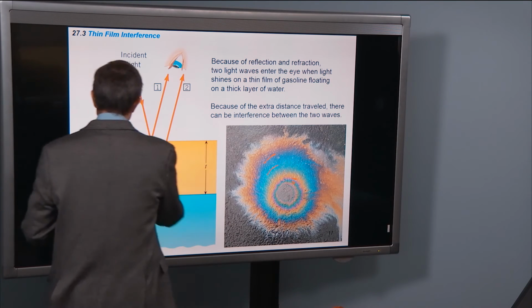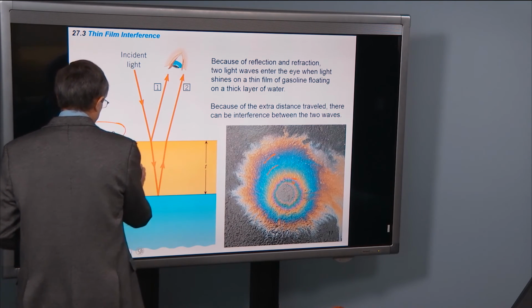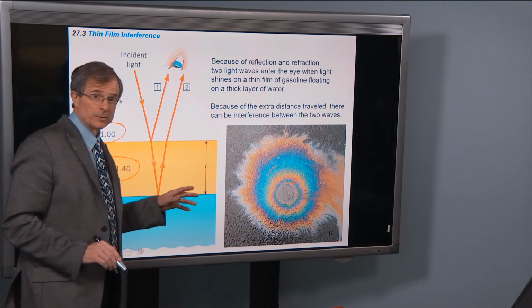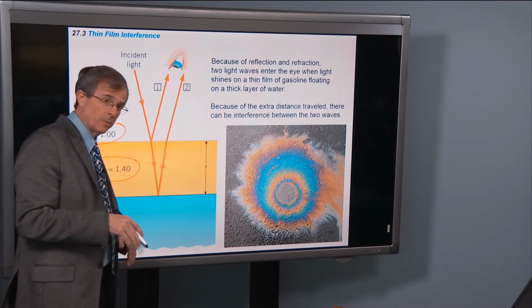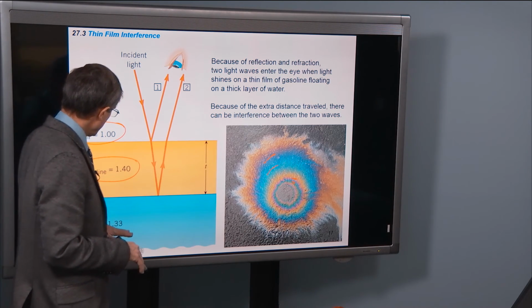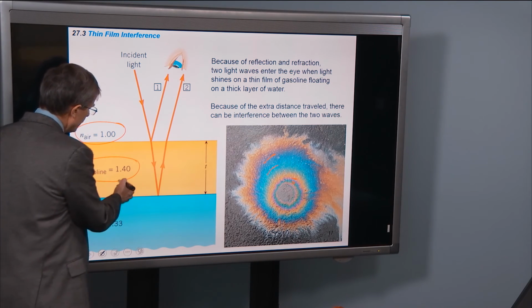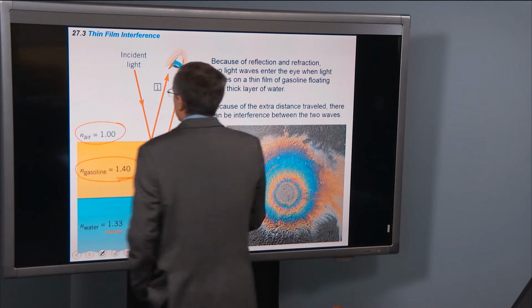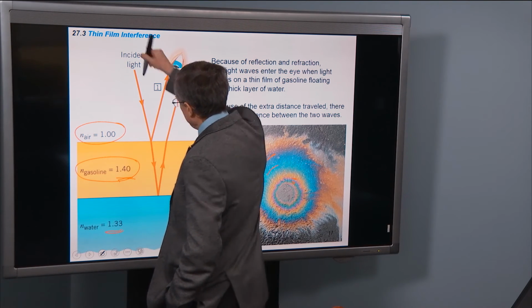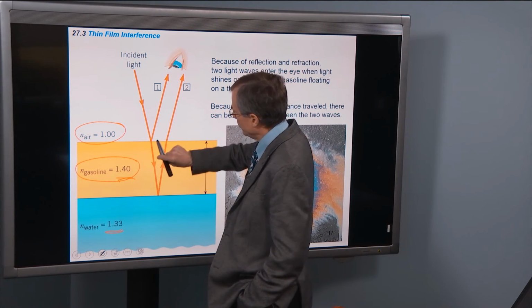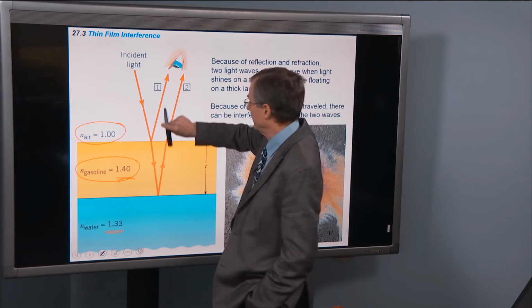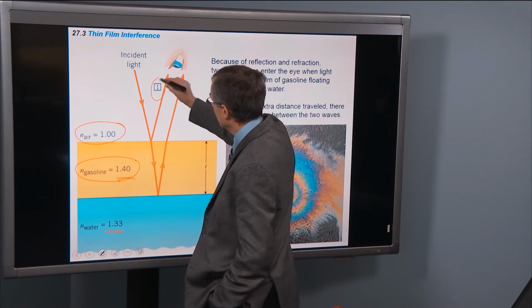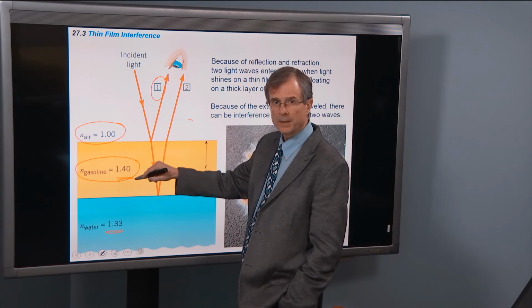You've got air here, and you've got gasoline or oil that's sitting on the top surface of the water because it's lighter, and then you've got water down below. But the indices of refraction of gasoline and water are different. And so what you get with incident light is an incident ray and a reflected ray. That's number one here, that's reflected right at the interface between air and gasoline.